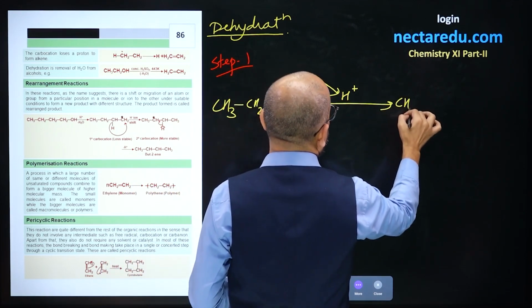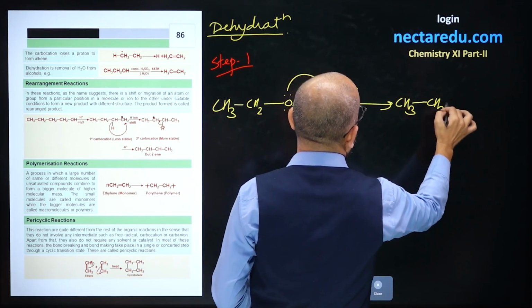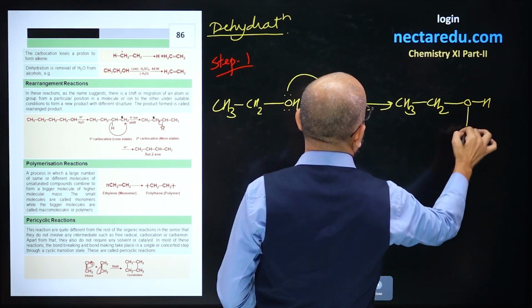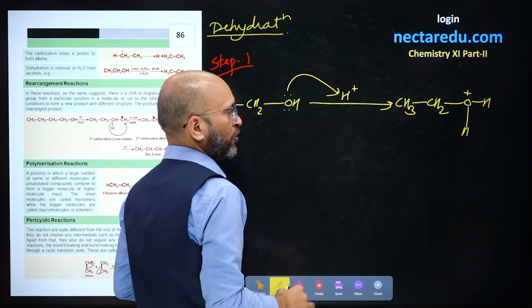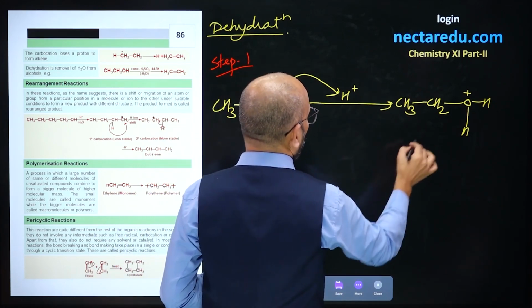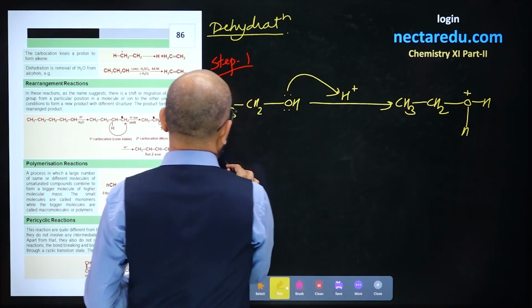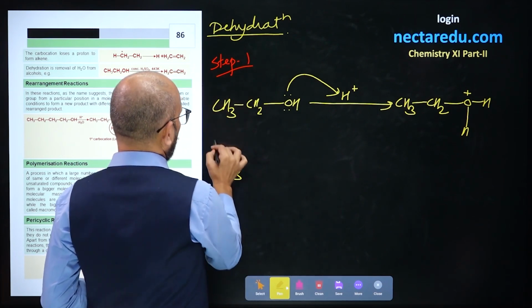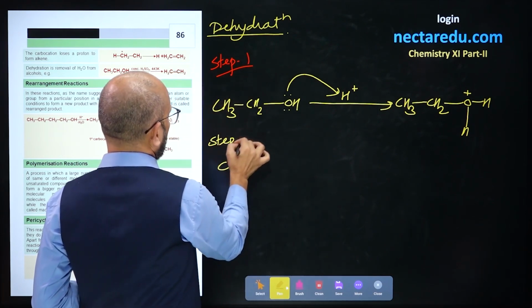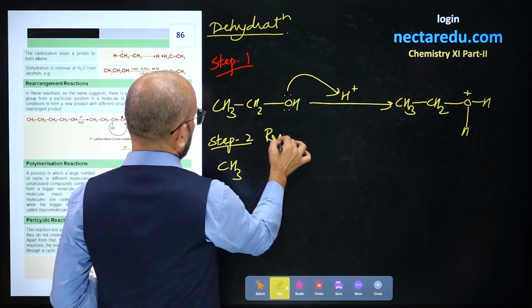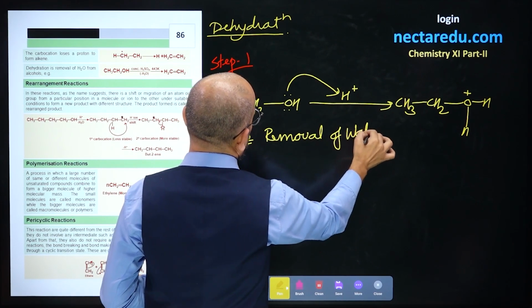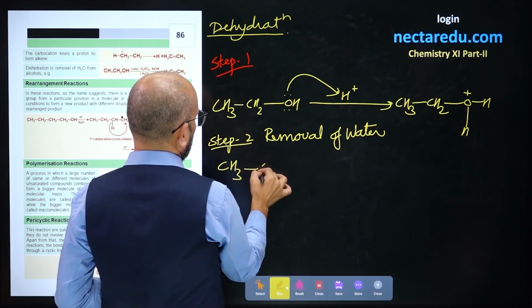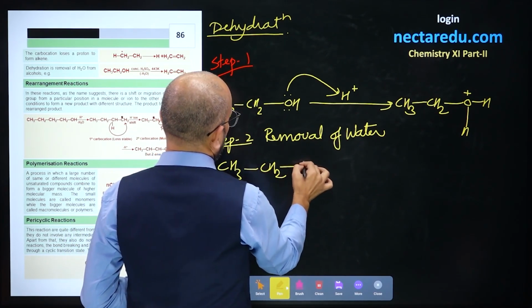You will get this CH2 OH. H plus attaches to this oxygen through a coordinate bond. You get this. Now, in step 2, removal of water occurs. Step 2 is removal of water. CH3, CH2.